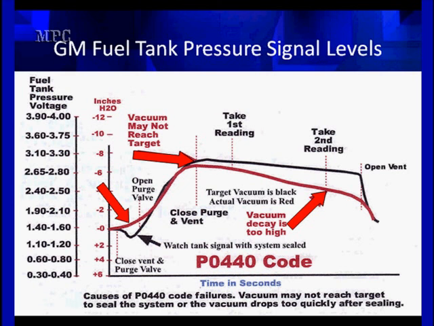Second arrow, vacuum may not reach its target. We failed the weak vacuum test. It couldn't pull it high enough. The third arrow on the right, the vacuum decay is too high. We've got a leak. So any one of these three could give us a P0440. Mode 6 will divide this into different pieces so we know exactly what failed.